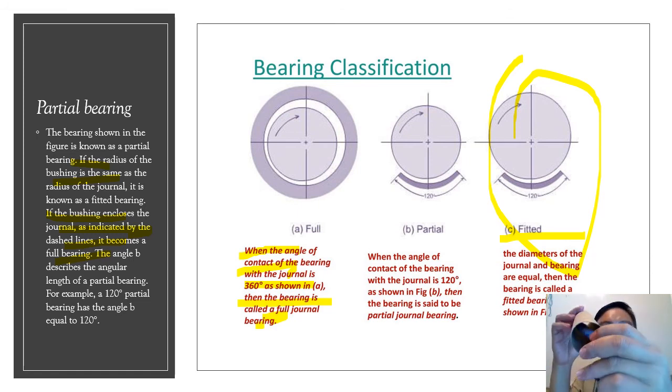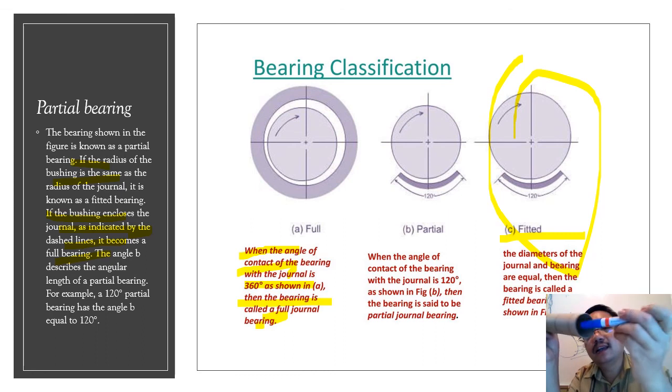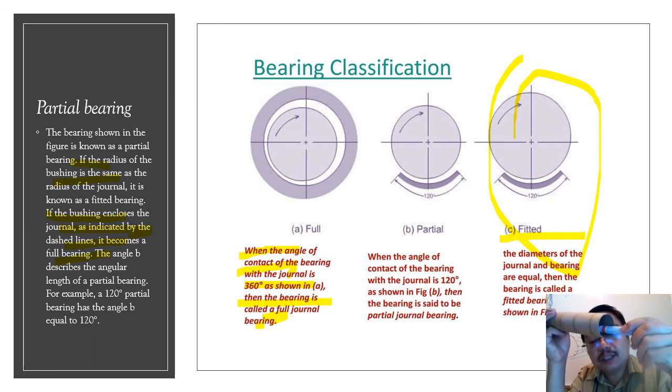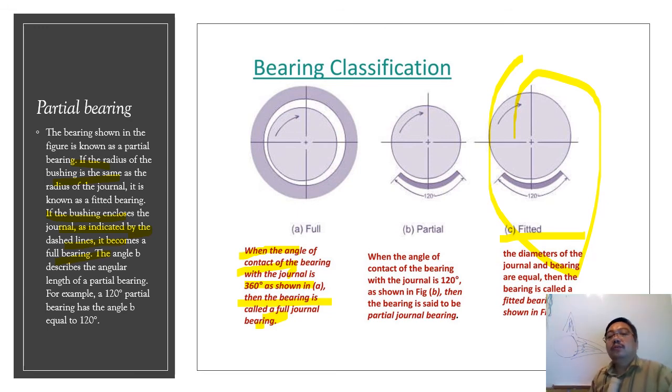You see here the journal. After a while, when you are pouring the lubricant and it is not full yet, it is called a partial bearing. And when eventually it becomes full of lubricant, it becomes a full bearing. So we will meet this term again in the next video when we are doing the example.